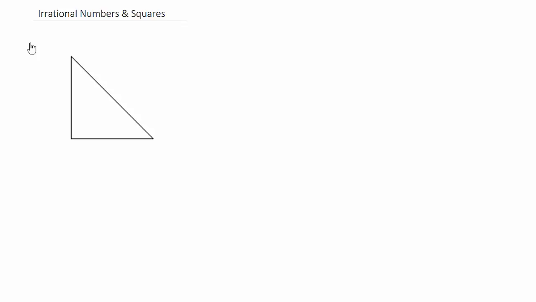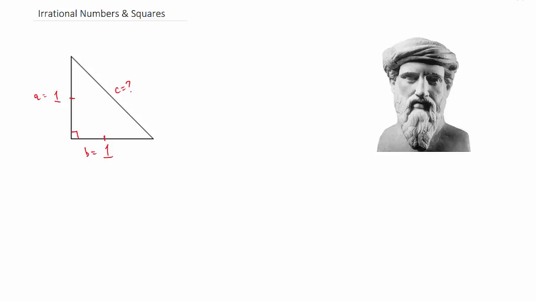Alright, let's take a look at an isosceles triangle here that's 90 degrees. And let's say we call one side 1, the other side 1, of course, because it's isosceles. Call those A and B. We're going to try to figure out what's C.